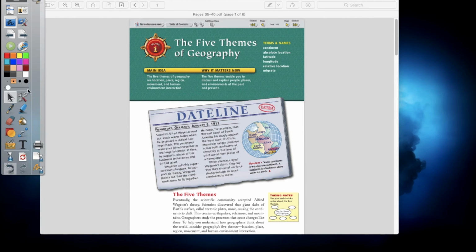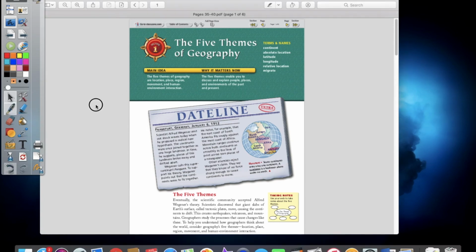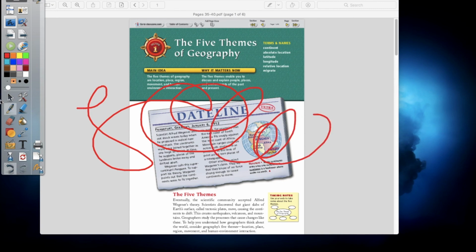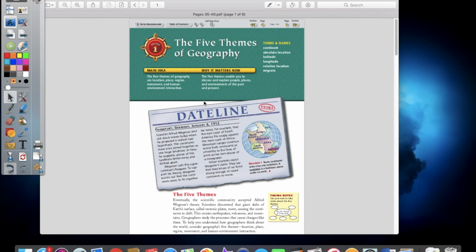As you can see, as always, I will have the top of the textbook up here. I will use my annotation tools over here on the left-hand side to annotate the lessons we go through. And of course, I will highlight key pieces of important information as we go through this real quick. So let's go ahead and talk about the 5 themes of geography real quick.